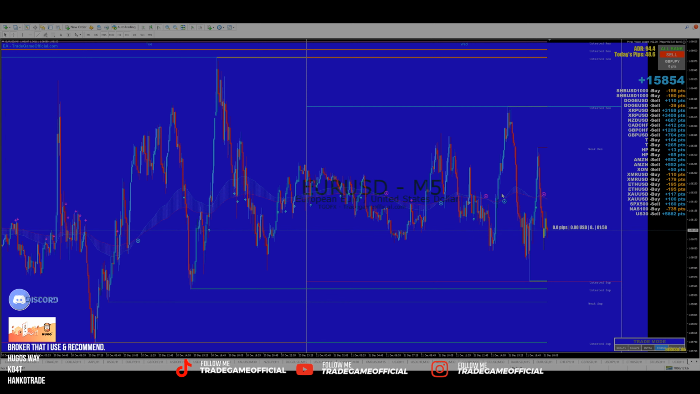We have a possible change to bullish momentum. Look for a move to the upside on Euro USD 1-minute chart.